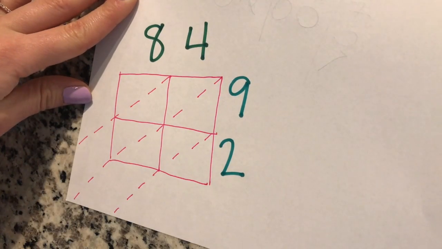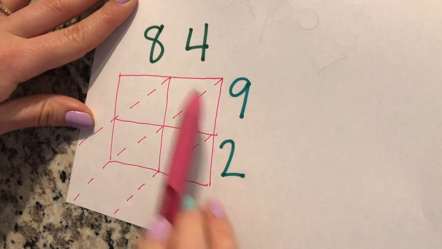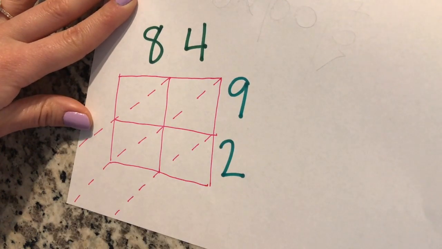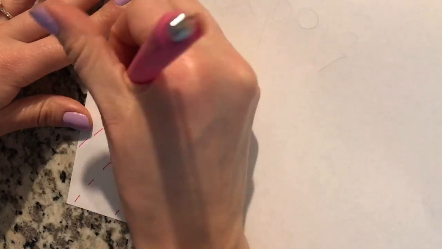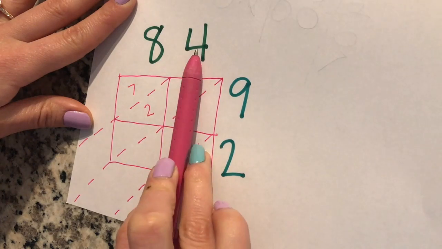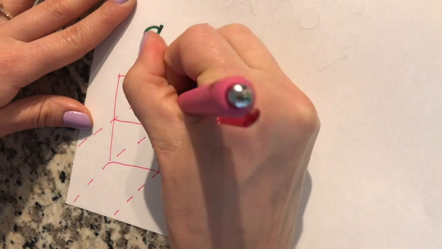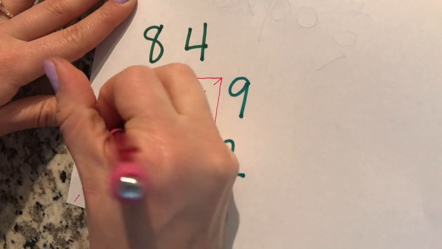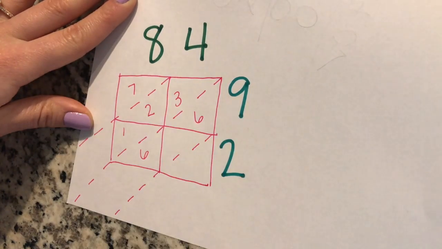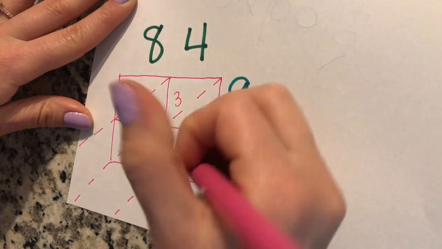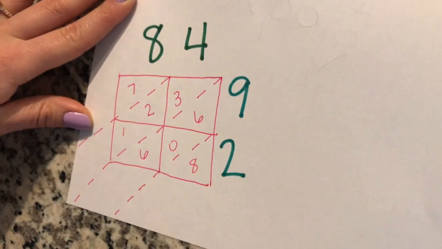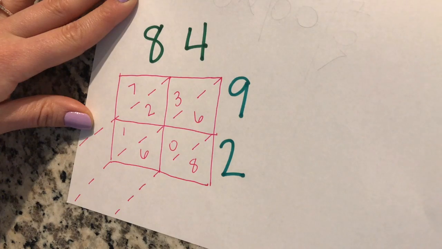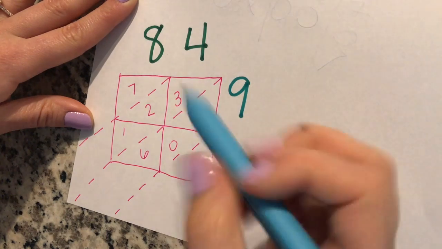Okay, then we can start our multiplying. So 9 times 8 is 72. 9 times 4 is 36. 2 times 8 is 16. And 2 times 4 is just 8. So we're going to go through and add up our individual boxes.